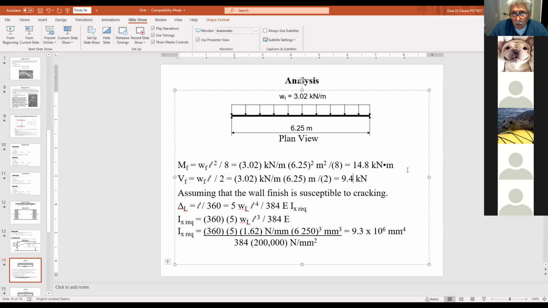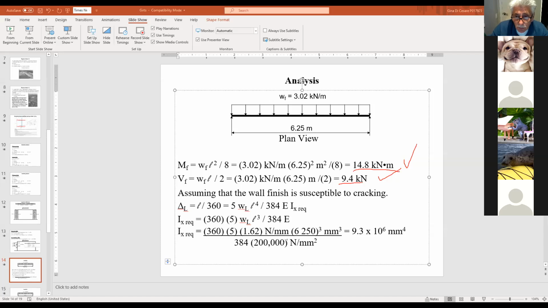So is everybody in agreement so far with these two values? Sounds good? So this is good and this is good? The first one is good. Okay, great. The second was good too. So they're both good. That means those are the two values we're going to be designing for. So we have MF equal to 14.8 and VF equal to 9.4.